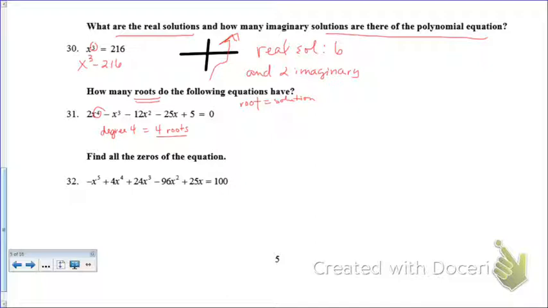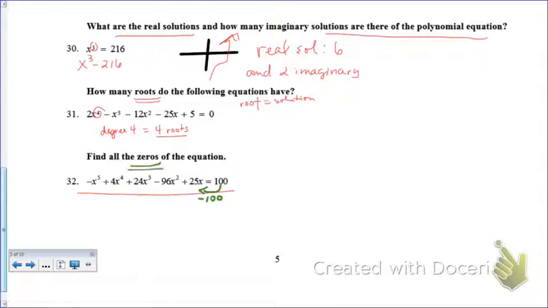Number 32, I want to find the zeros of the equation. I want to put the entire thing in. Well, actually, when I do put the entire thing in, it doesn't quite work for me. It just gives me this error. So if I bring the 100 over with the rest of the equation and just subtract 100, and then put it in Desmos, it's going to work out.